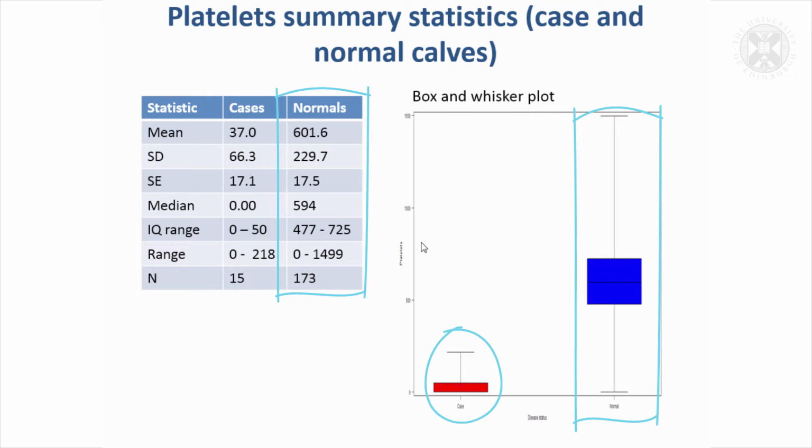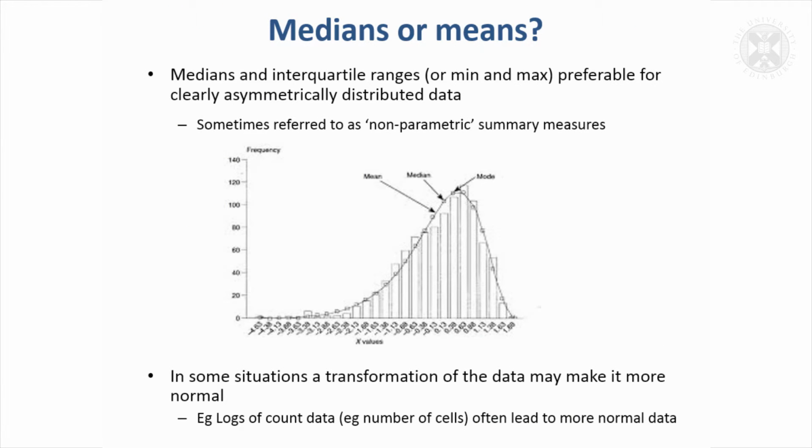Of course, if you're comparing the cases and normals, you can't really have in your report a median for one and a mean for the other, so you'd have to think carefully about how to present the data. You've got to decide whether to use medians or means. If you can use means, I would use them.